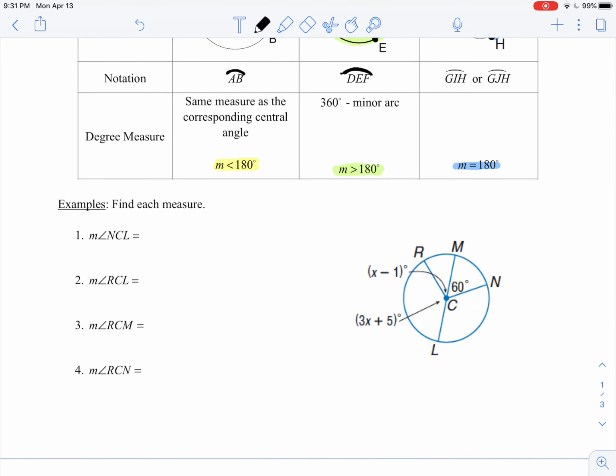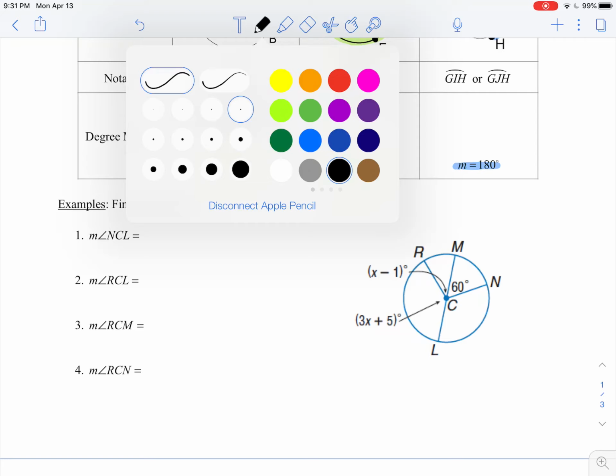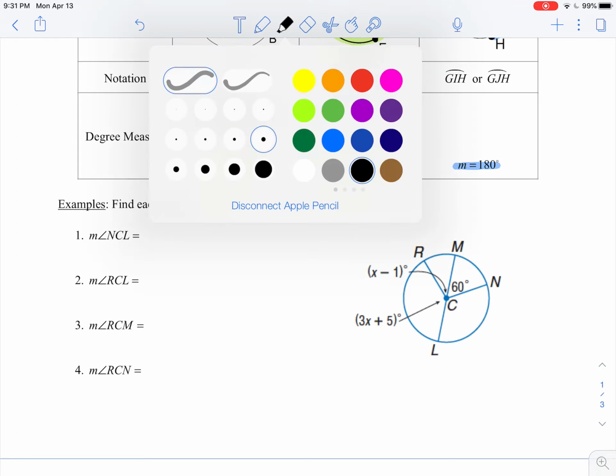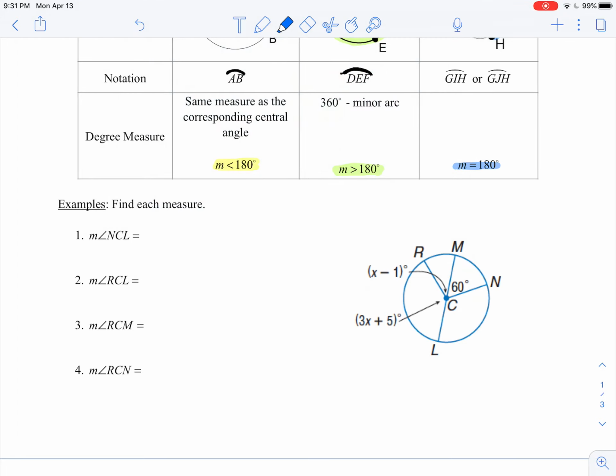Okay, down at the bottom here, let's take a look at the first example. So here we're given a circle and it says find each measure. And each of the questions is for one of the central angles inside of the circle. So one of the things to note about this picture is, first of all, we have all of the central angles here. Only one of them is given an actual measure in degrees. That angle MCN is 60 degrees.